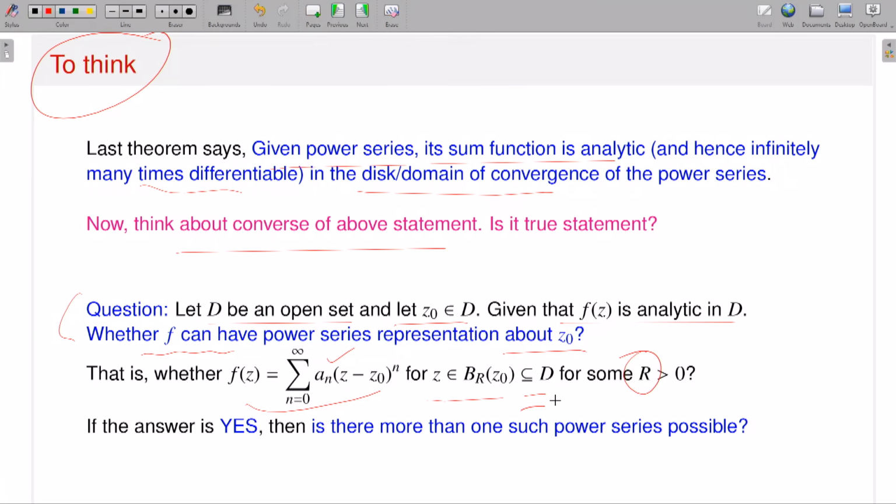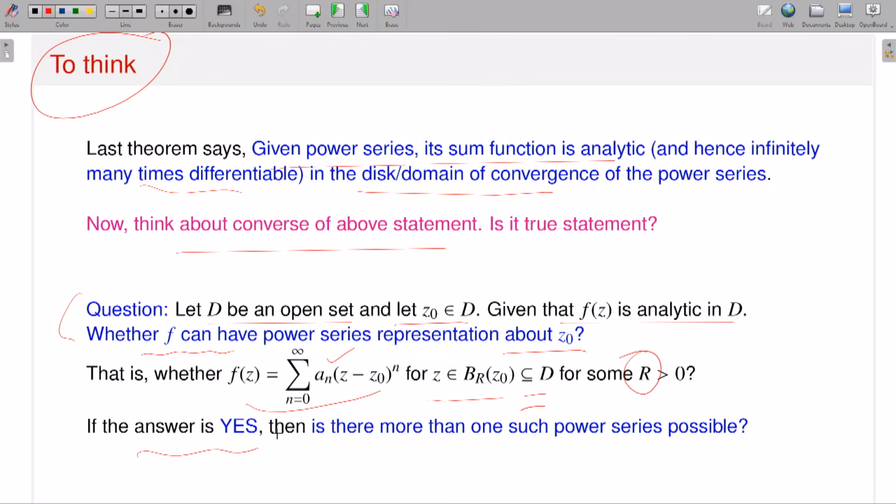So I have a function f which is analytic in a domain D, and I am considering a point z0 inside D. Can I write f around a neighborhood of z0 in the form of the sum of a_n (z - z0)^n, that is, can I have a power series representation of f around the point z0? If I start with an analytic function and take z0 a point inside D, the answer is yes, you can do that. That is called Taylor's theorem.